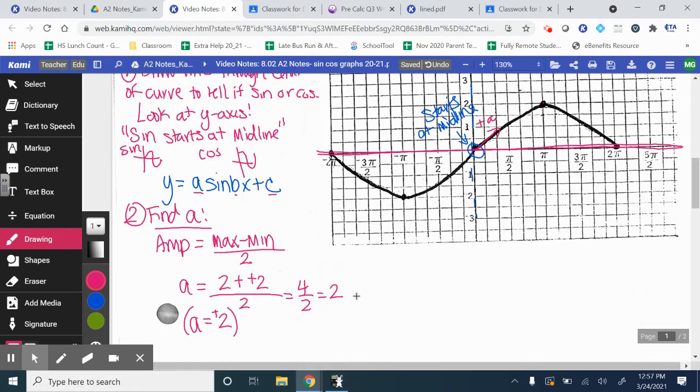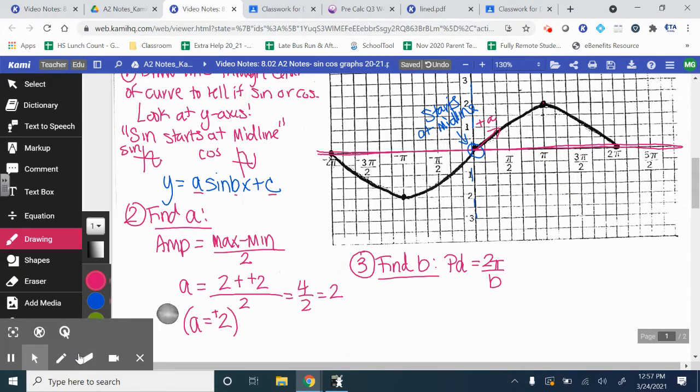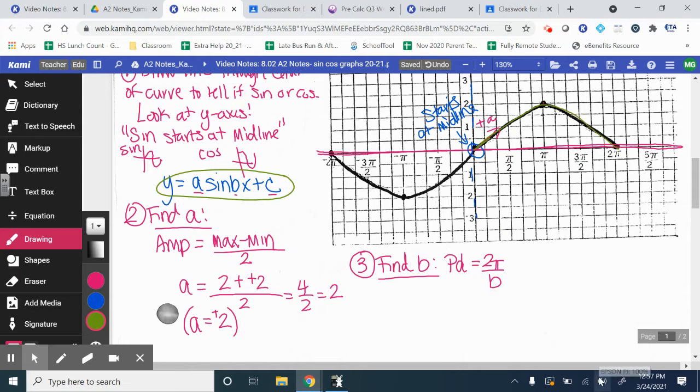All right, next up, step 3. We found A, now we're going to find B. Go right in alphabetical order. Our formula with a B in it is our period formula. So the period equals 2 pi over B. Remember, the period represents how long it takes to complete one full cycle. We've decided that this is sine, so we need a full cycle of sine. If I start tracing at 0 here, I go up. Is that a full cycle of sine?